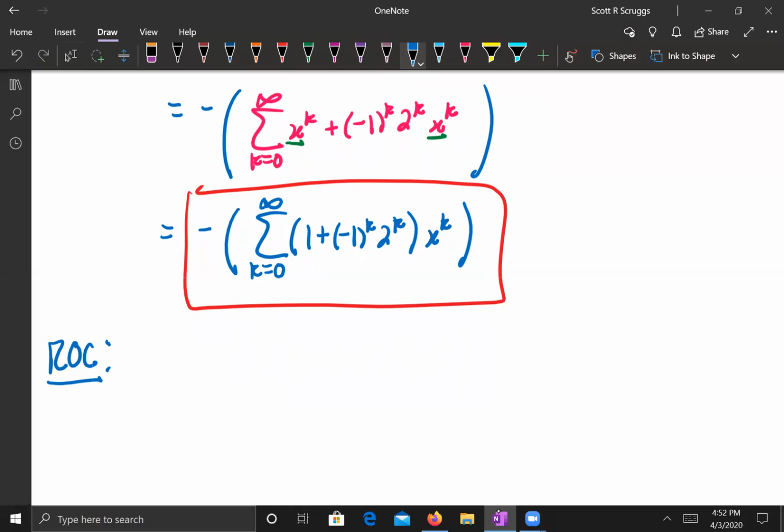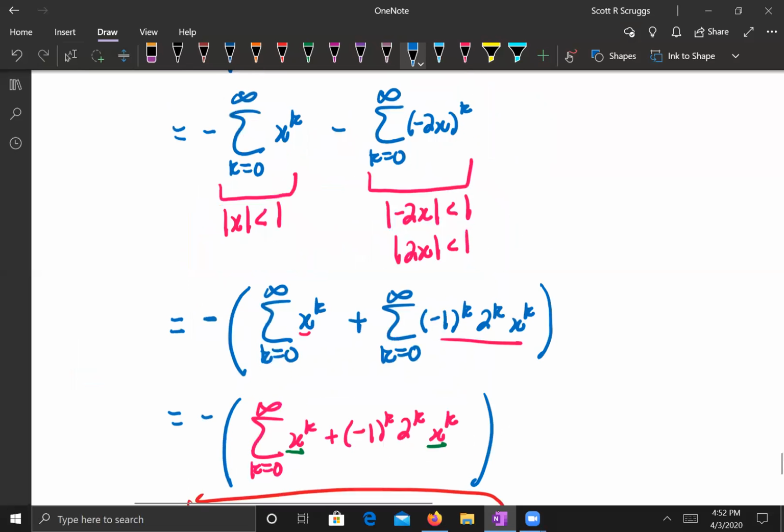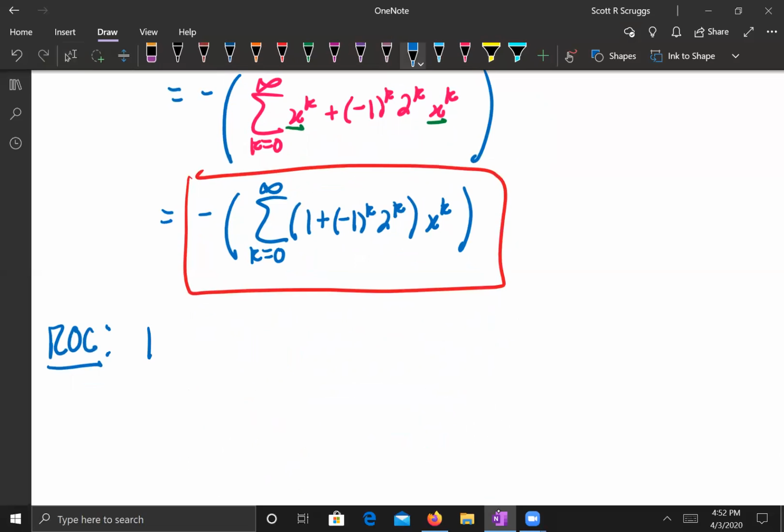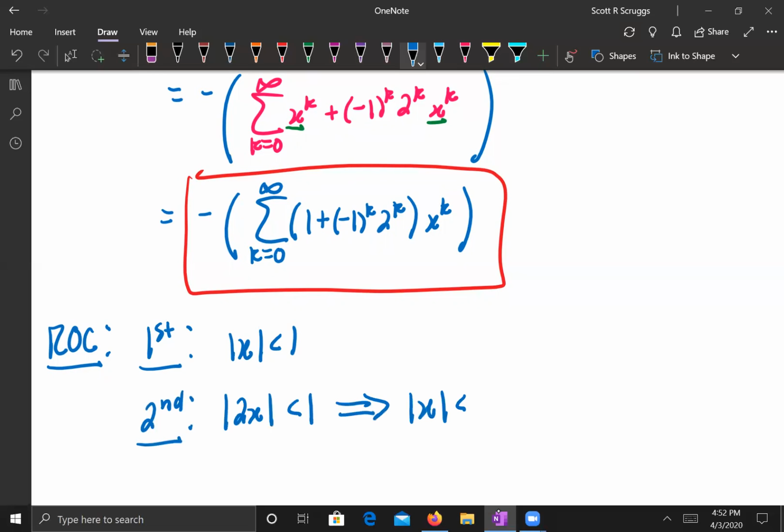And I'm going to go ahead and say that finding the radius of convergence is a little tricky. The reason why is because we have two different series that converge at two separate rates. The first series would converge when x is less than 1, and the second series converges when the absolute value of x is less than 1/2. And so now it's like what to choose for the radius, what to choose for the interval.